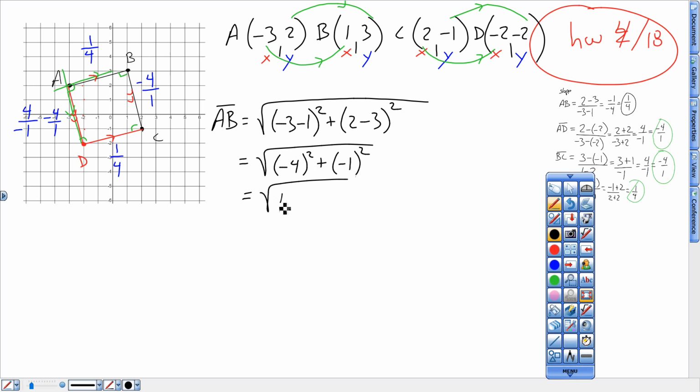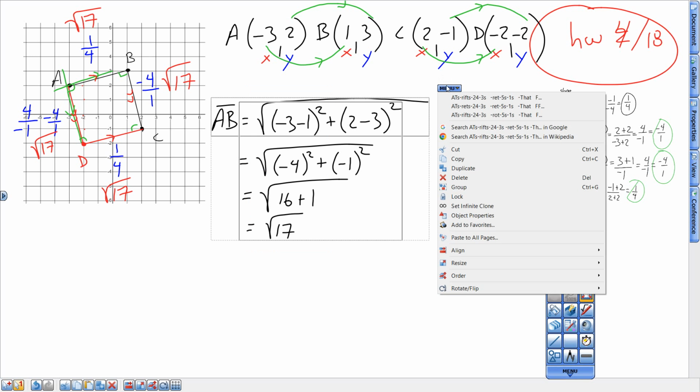of 16 plus 1, which is the square root of 17, knowing that all of my lengths are going to be the square root of 17 if I do my work correctly, because this is technically me proving that it's a square. 4 right angles, 4 equal lengths. All right, let's do the others. Shrink this down a little bit if I could.